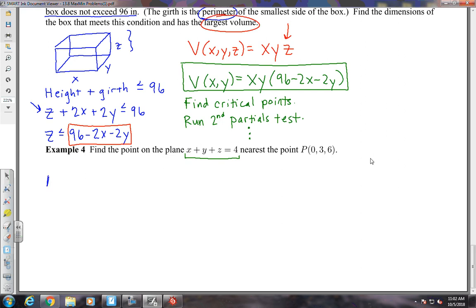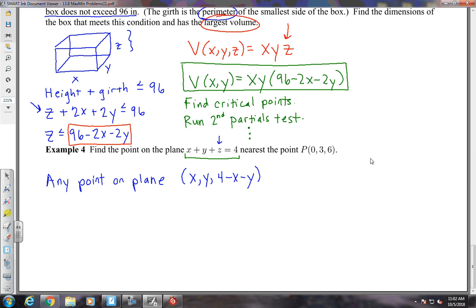So any point on the plane could be described by ordered pair x, y. Now I don't want to use z because I'm avoiding 3 variables. I really want just 2 variables. So I'm going to solve for z and obtain 4 minus x minus y. So any point on the plane x, y, z could be represented by two variables alone, x, y, 4 minus x minus y.